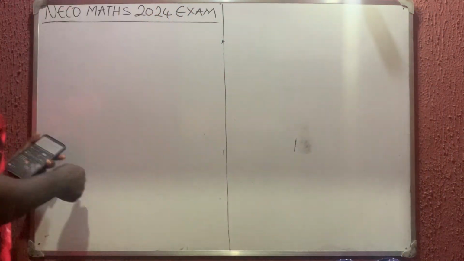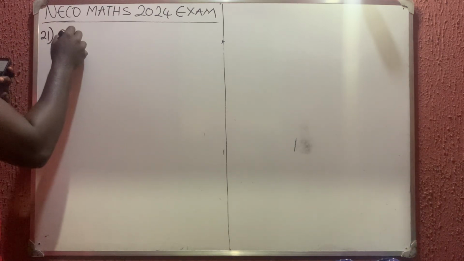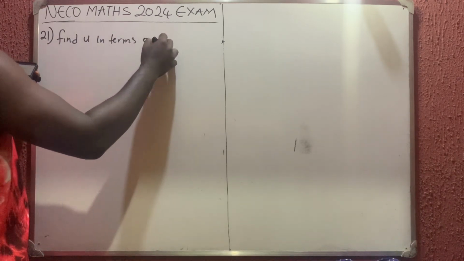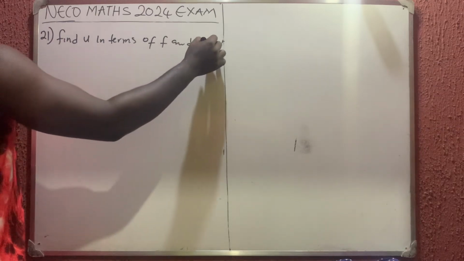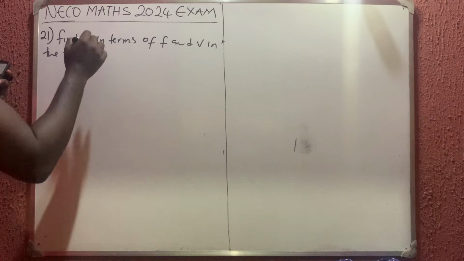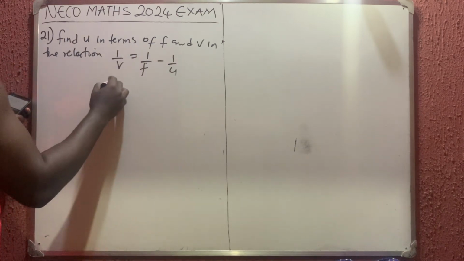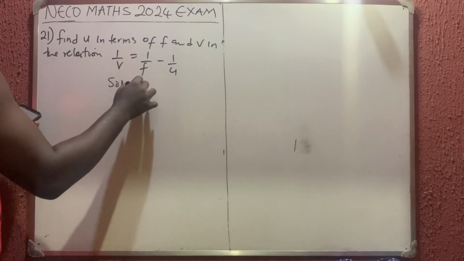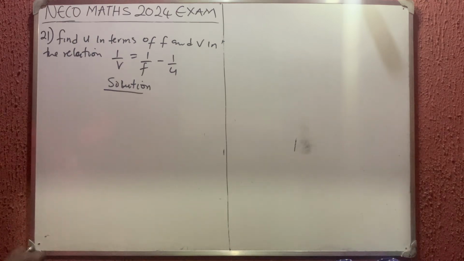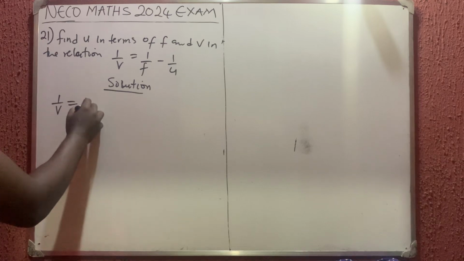In this video, I'll be solving NECO examination question number 21, and it said we should find u in terms of f and v in the relation 1 over v is equal to 1 over f minus 1 over u. Solution: this simply means for us to make u the subject of the formula. That's just the meaning.